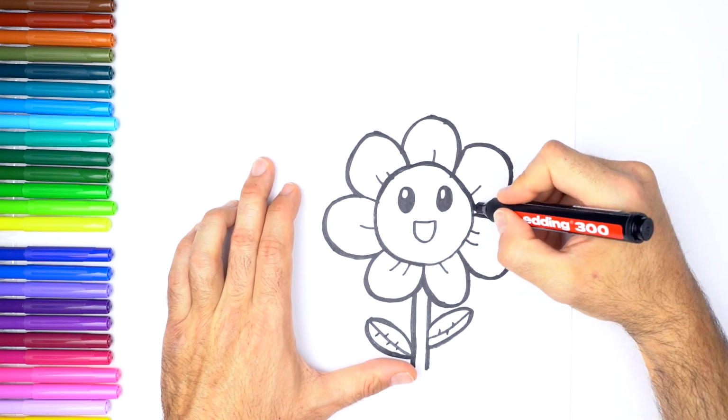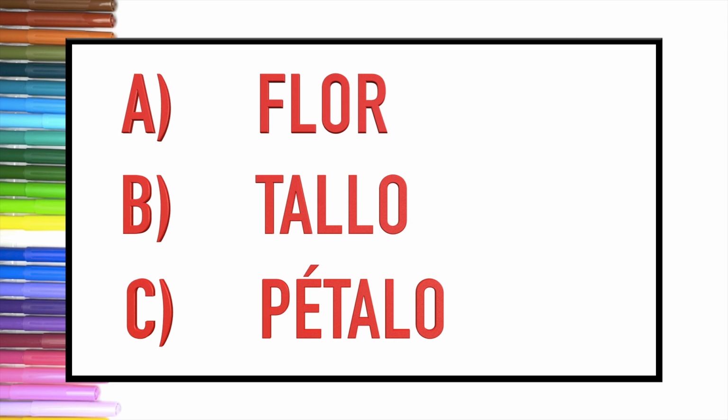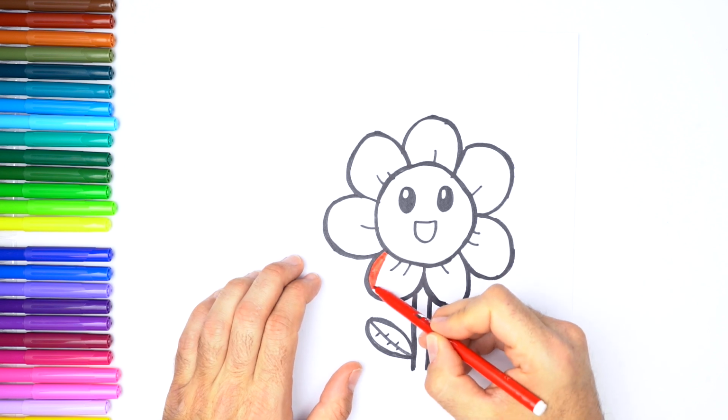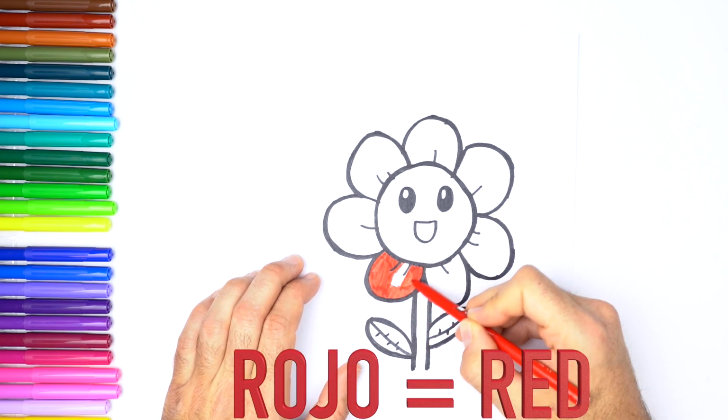It's time for the question of the day. How do you say petal in Spanish? At the end of the chapter, we will know it. Now let's fill the drawing with color. We use red. Red in Spanish is rojo.